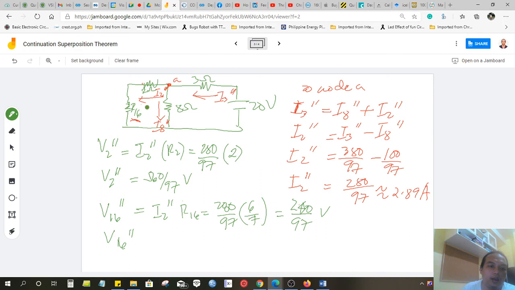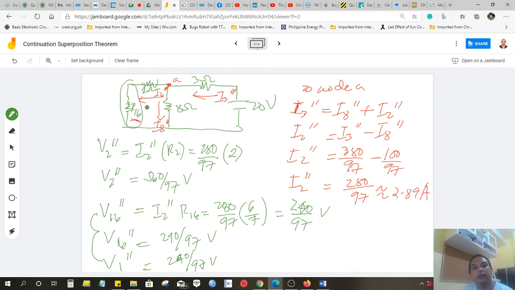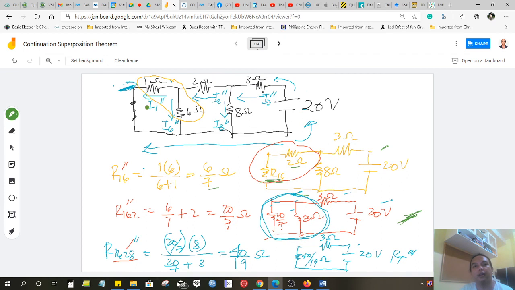Now, the voltage at 1 ohm and the voltage at 6 ohm are equal, so each is V16, 240 over 97 volts. Why are they equal? Because in this circuit, the part highlighted in orange, they are in parallel with R16. So they have the same voltage, these two.